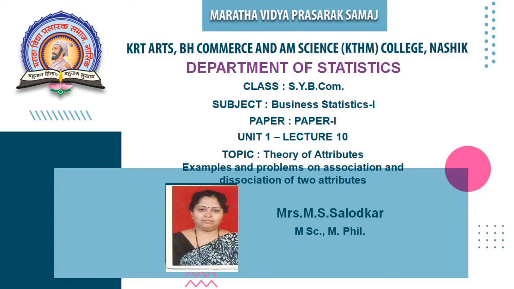Hello students, this is Unit 1, Lecture 10 for Business Statistics Paper 1. The name of the topic is Theory of Attributes. Today we have to see examples and problems on association and dissociation of two attributes.